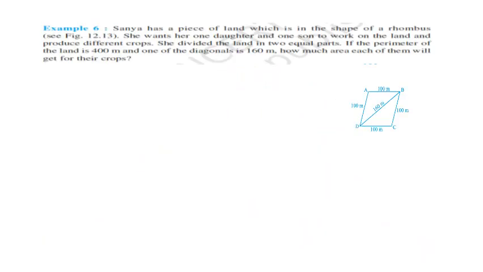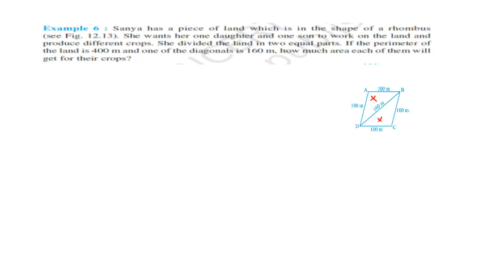Now, Sania has a piece of land which is in the shape of a rhombus. She wants her daughter and one son to work on the land and produce different crops. So she divided the land into two parts. This is one part, this is another part. If the perimeter of the land is 400 meter and one of the diagonals is 160 meter, you have to find out how much area each of them will get for their crops.